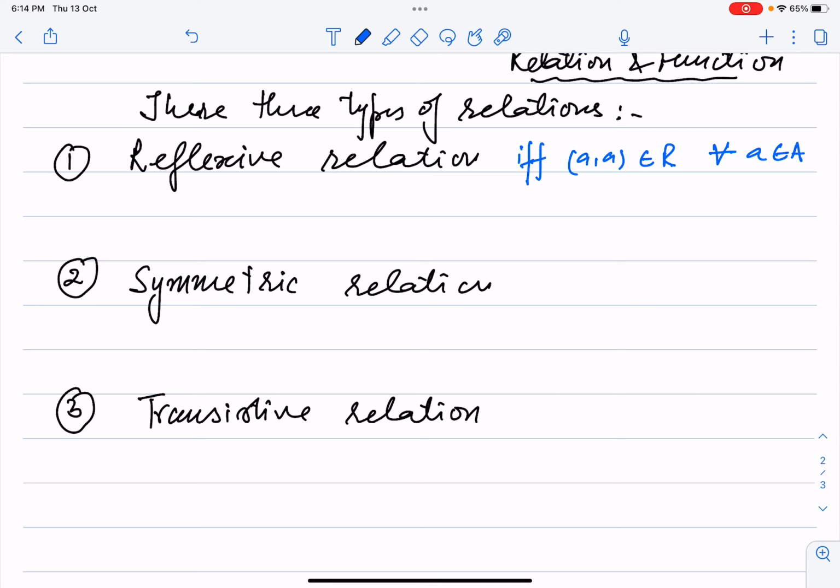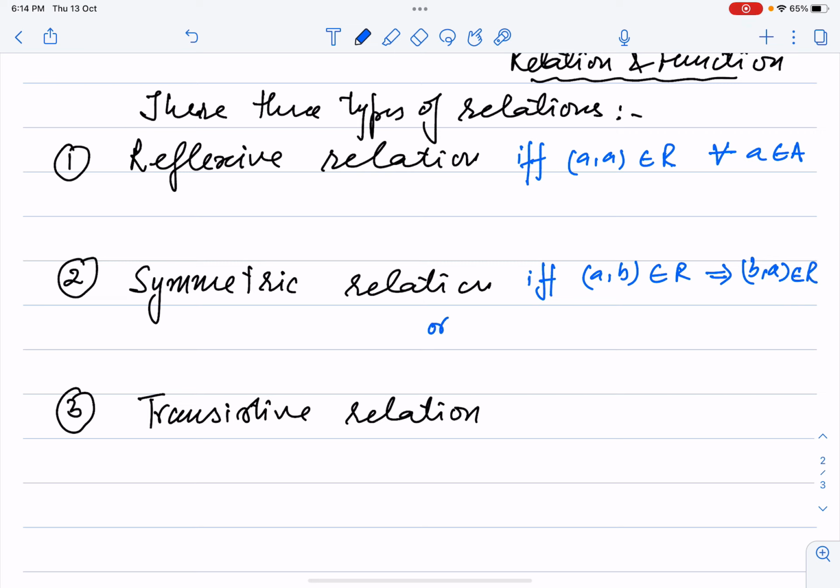I'll explain this also. Let me write the respective definitions of all the 3, then I'll come one by one on each. And symmetric relation, a relation is called symmetric relation if and only if, right? If and only if (a, b) belongs to R implies that (b, a) belongs to R.